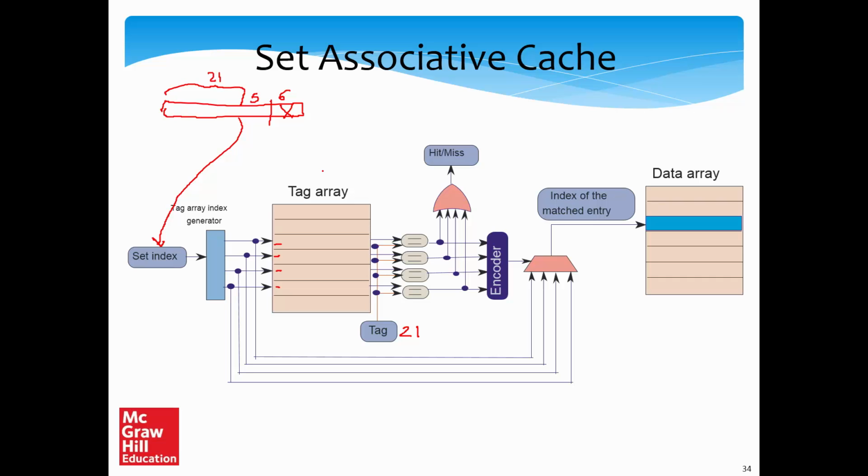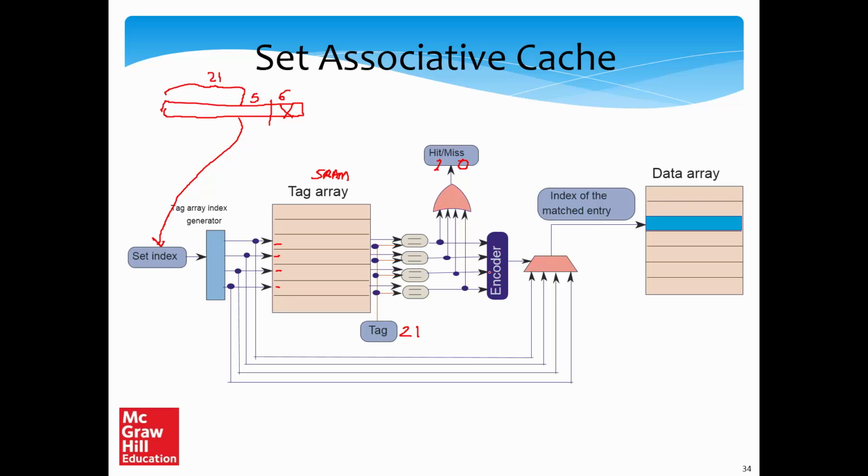So this can be an SRAM array. It does not have to be a CAM, so it can still be fairly fast. We compare the four entries, the four tags that are stored here, with the tag part of the address. And after comparison, we send the results to an OR gate. If any of the comparisons was successful, it means that the data is there in the cache. So we can declare a hit. Otherwise, we declare a miss.